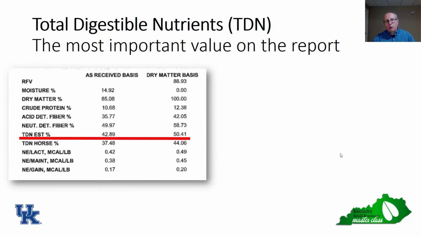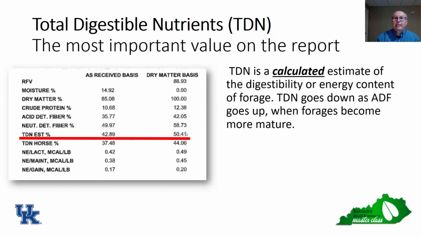I'm going to start with the most important value on that sheet, and you may disagree if you've tested hay before, but I'm going to say total digestible nutrients, or TDN, is the most important value on the report. I've highlighted the TDN in the report, and you'll notice that it says it's 50%. TDN is a calculated estimate of the digestibility or energy content of the forage.